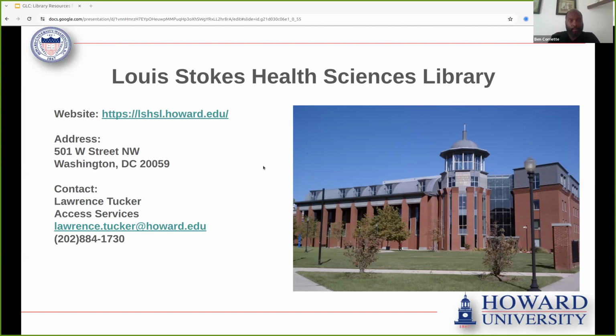Wonderful, thank you. Lawrence is no longer here. The address is correct. The website has changed. It's hsl.howard.edu. I'll put that in the chat for you as well. Thank you very much. But the picture is exact. That is exactly what we look like. That is the Lewis Stokes Health Sciences Library. Wonderful, wonderful. Donna, anything you want to add as well? I think she left.